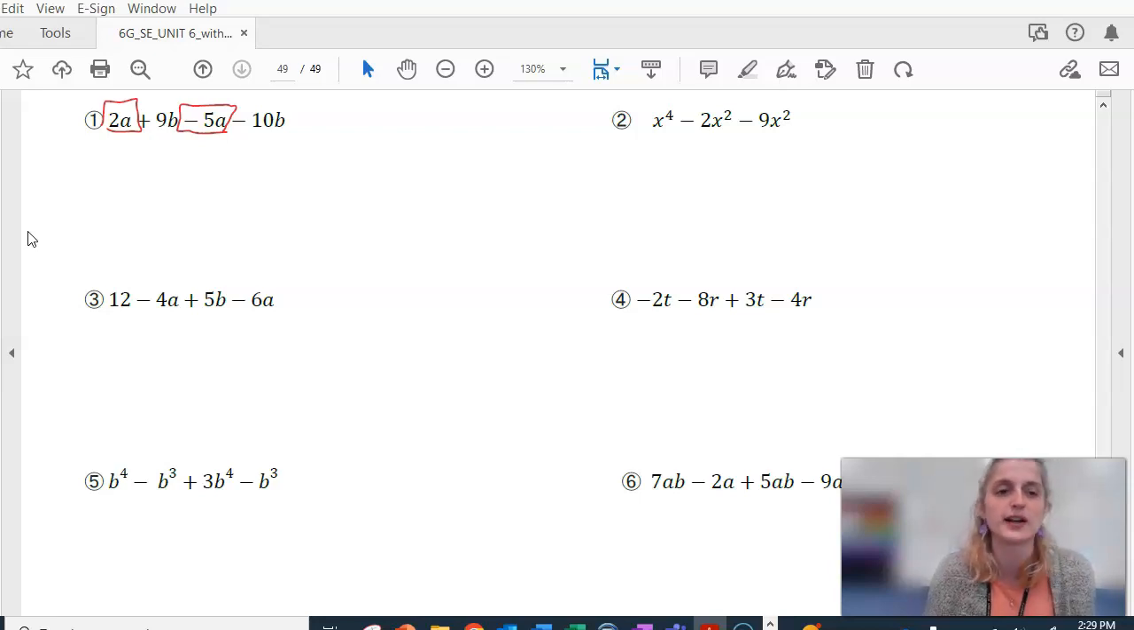So 2 minus 5. Okay, if I have $2 and I have to pay $5, I'm going to end up paying all my money and still owing $3. So that's a negative 3a.